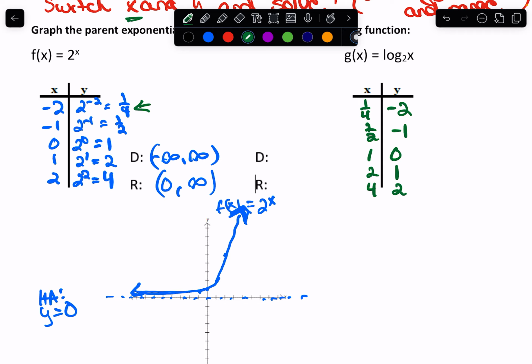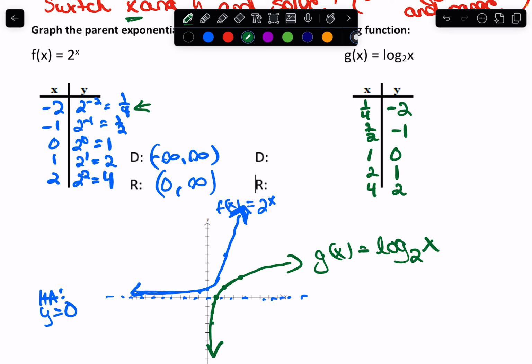So we have 1 and 0 right here, and then we've got 2 and 1, and 4, 2 right here. And then we keep coming closer and closer to the y-axis, but it will never reach it. So this is our g of x equals the log with base 2 of x. Okay, we'll talk more about the log, but that's basically what we're doing.